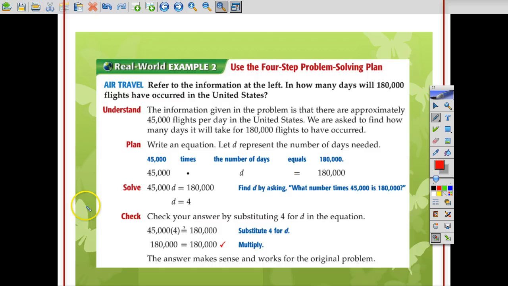Okay, and we're all familiar with how to solve one-step equations. So this means multiply, the opposite of multiplying, or divide by 45,000 on each side. So you have D equals 4.